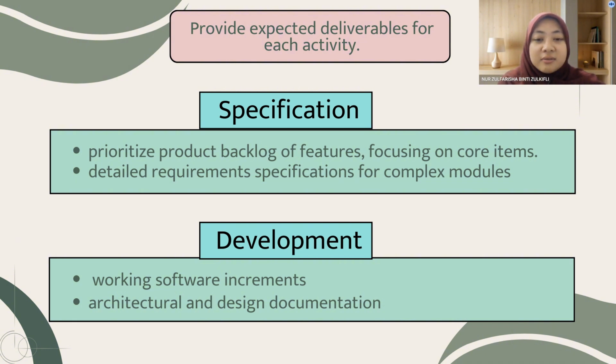For the first process activity, which is specification, the expected deliverables are a prioritized product backlog of features and a detailed requirement specification for complex modules, like specific rules for seat allocation and payment acceptance of the Buzz Asia website. For the second process activity, which is development, the expected deliverables are a working software increment, which is tested and integrated code for the core platform, and architectural and design documentation for the centralized web-enabled platform and the API integration.